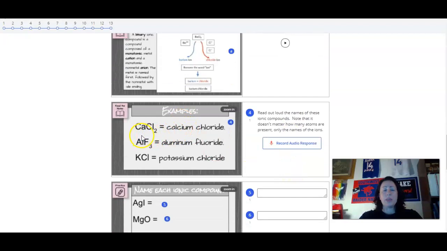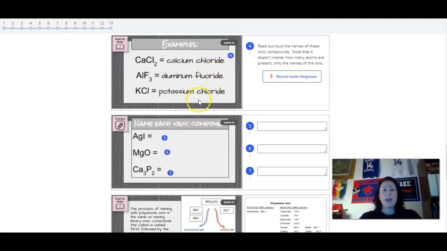Again, here you've got some examples of formulas and their names. You're going to read out loud these names, look at the formula, and then look at how the name is. Notice it's not calcium dichloride. This is a metal. It's ionic. So it doesn't matter how many are there. You just name the elements.